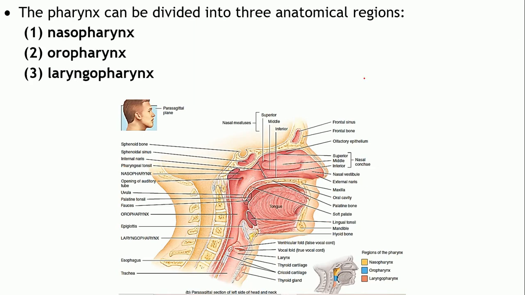Now coming to the anatomy of this pharynx. Anatomically it is divided into three regions, that is nasopharynx, oropharynx and laryngopharynx. So these are the three parts. In the digestive system also we have seen these three parts of the pharynx. We have seen that there are two parts out of these which are part of the digestive system. Can you all recall which are the two parts which belong to the digestive system out of these three?